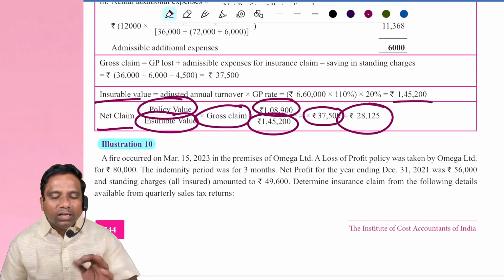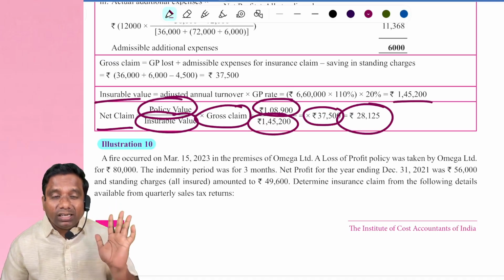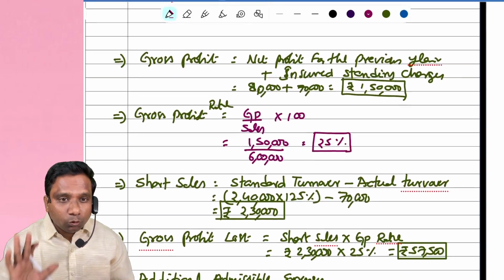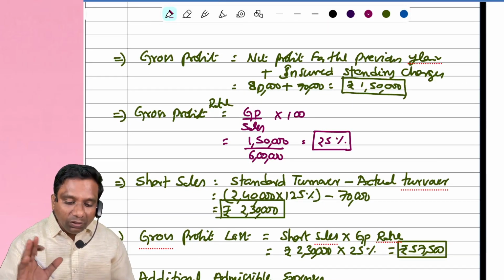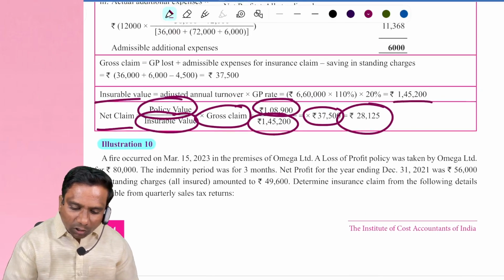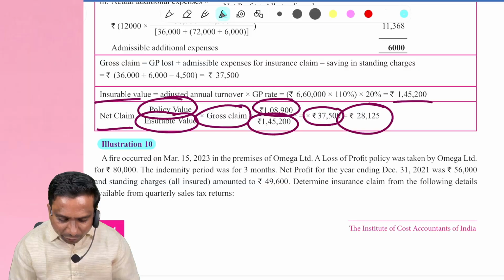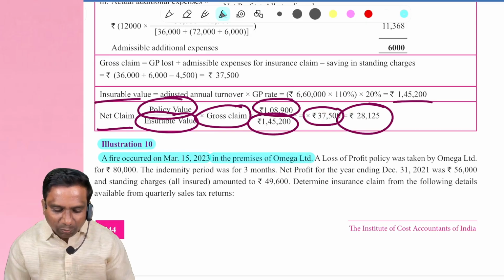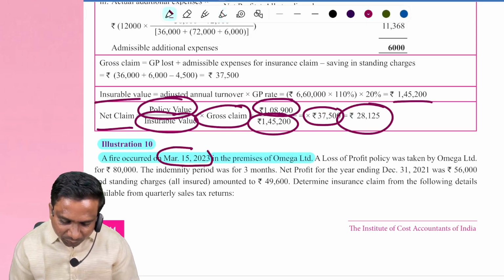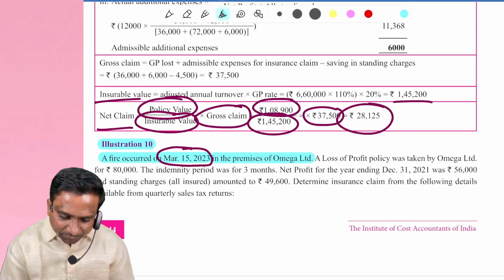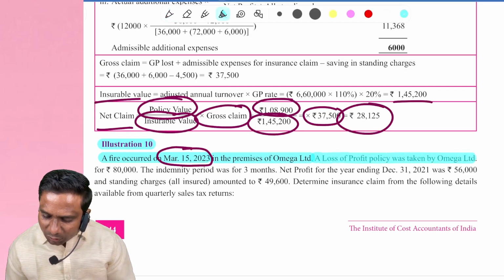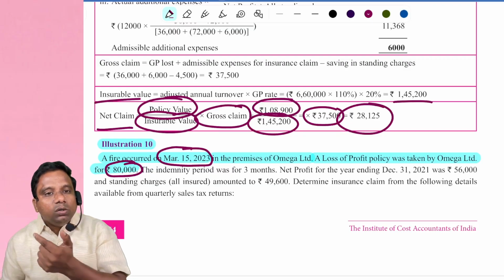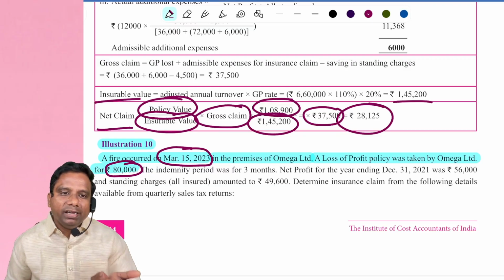Next, now look at the data. I already said, however the data may be, follow this approach. Then you can easily complete this problem. Look at how we approach this problem. A fire occurred on 15th March 2023 in the premises of Omega Limited. What is the date of fire? This is the date of fire. Next, a loss of profit policy was taken by Omega Limited for 80,000. This is the policy value. Now what we do is calculate insurable value, which is compared with 80,000.